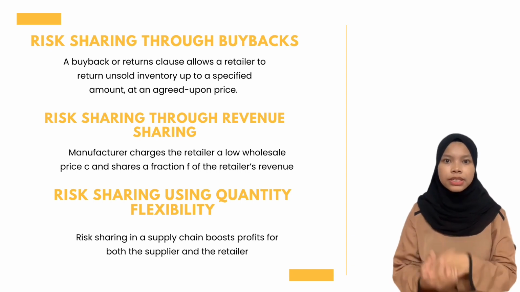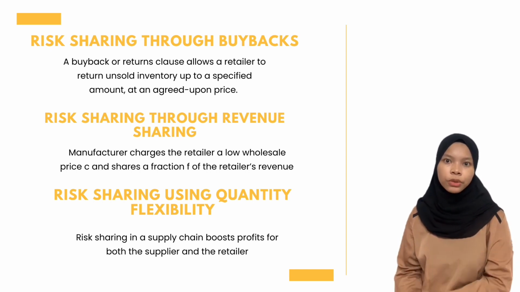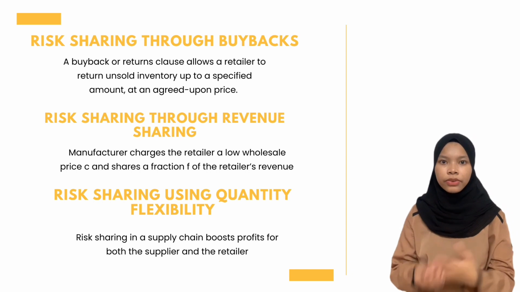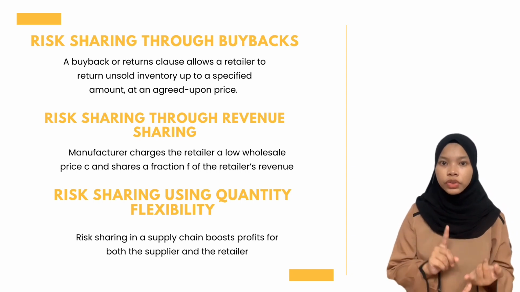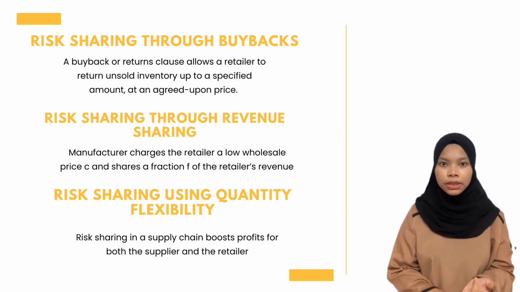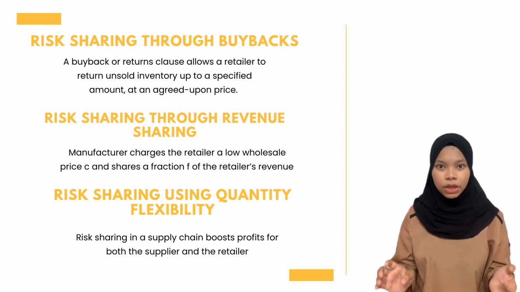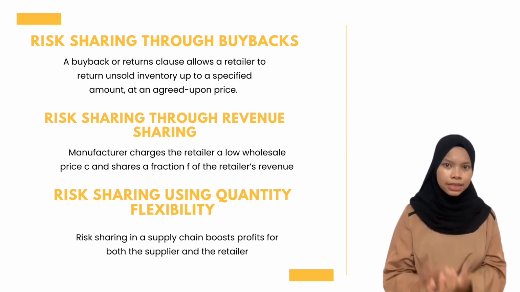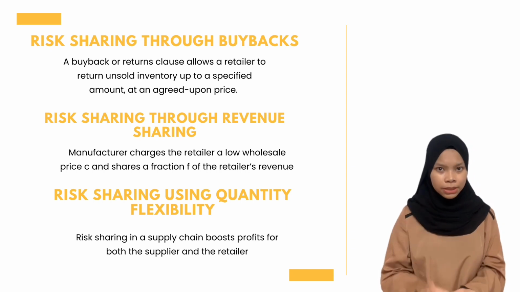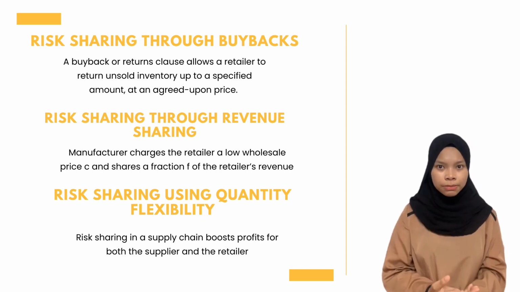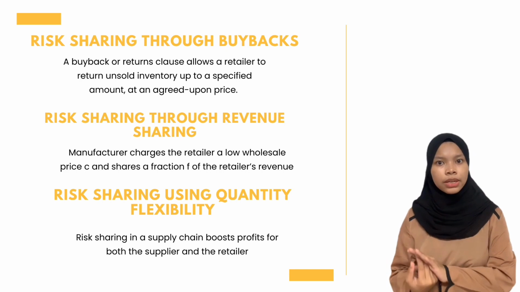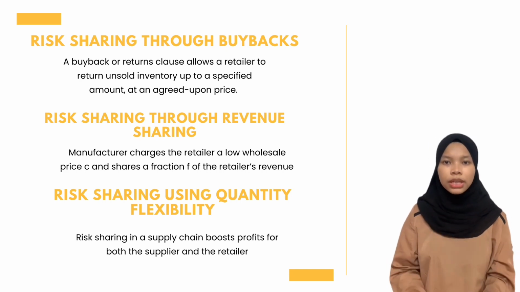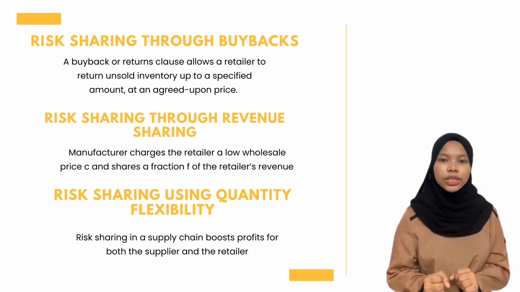Risk sharing in a supply chain boosts profits for both the supplier and the retailer. Buybacks, revenue sharing, and quantity flexibility are all risk sharing mechanisms. When a supplier sells to multiple buyers or has excess flexible capacity, quantity flexibility contracts result in less information distortion than buyback or revenue sharing contracts.